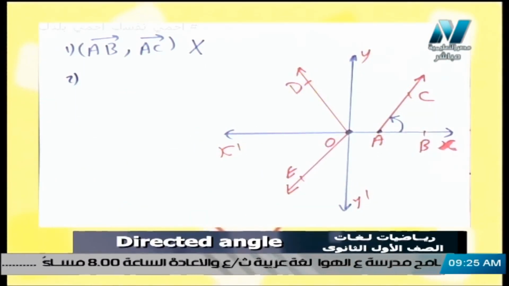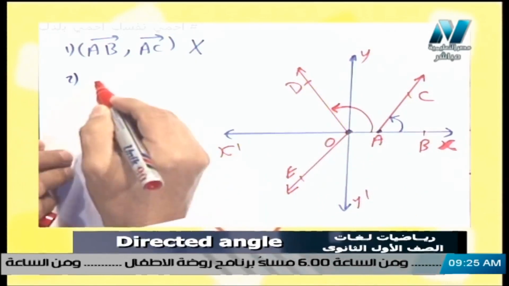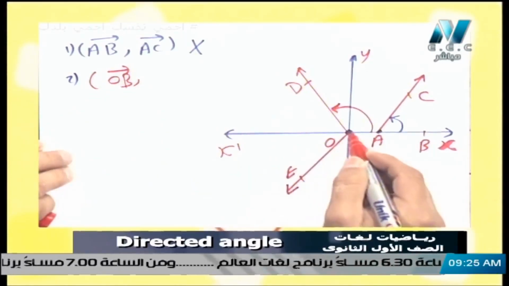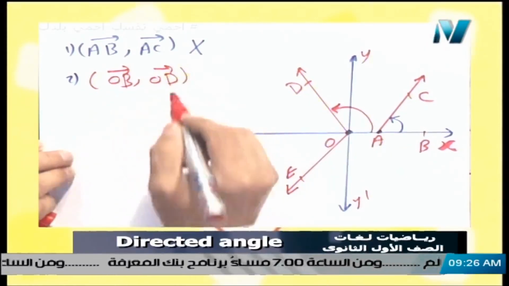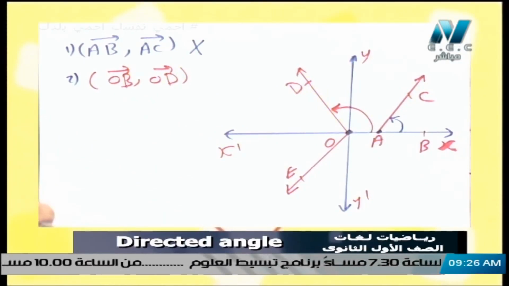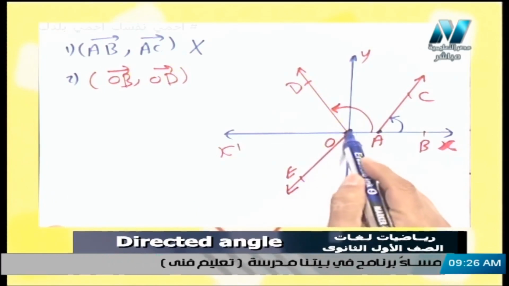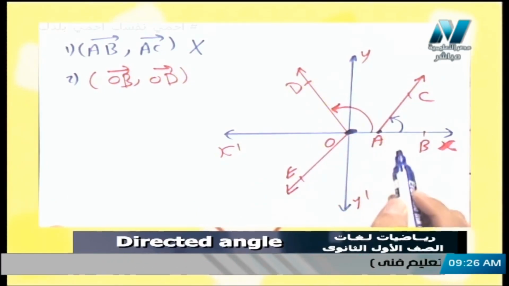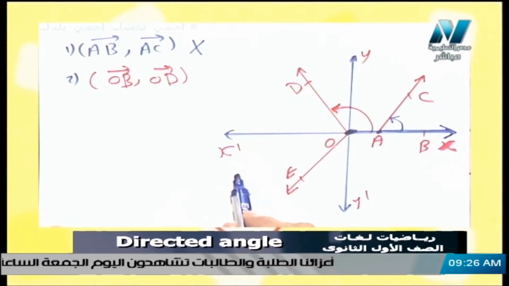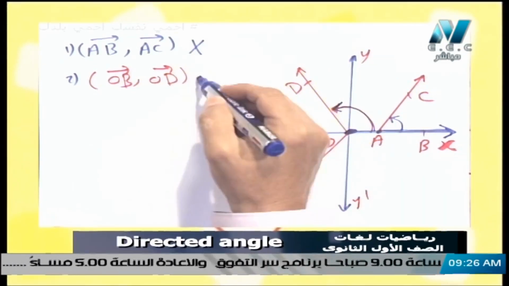Let's move to another angle here. If we have an angle like that, the angle OB and OD, is it in standard position? Of course, yes. Why? Because we see here that this vertex is the origin point and the starting side, or the initial side, is the positive direction of the x-axis, so it is in standard position.